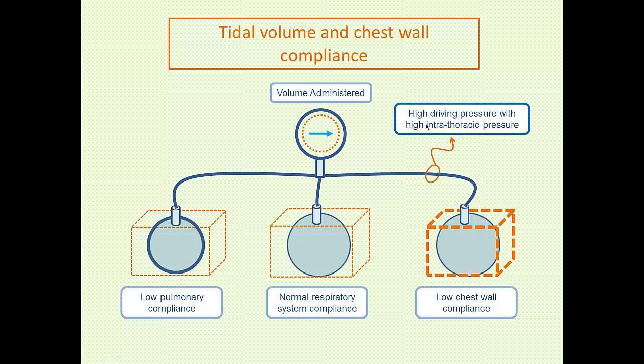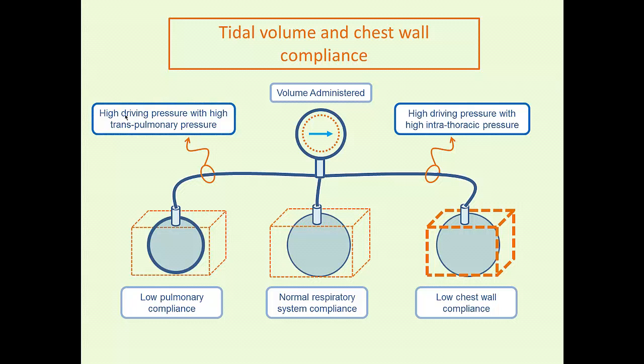So in this patient, the pressure in this tube is going to be very high, driven by the poor chest wall compliance, and you'll have a relatively high intrathoracic pressure. This one too will have a high driving pressure, so the pressure in this tube will be high, but the transpulmonary pressure will be high, and the intrathoracic pressure will not be as high. Preload effect, afterload effect. That's what you should take out of this cartoon.